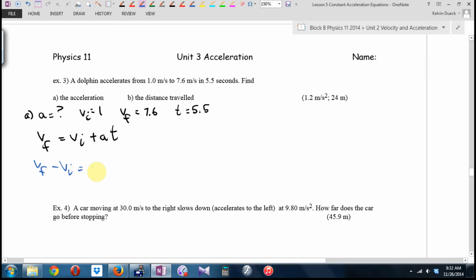I'm gonna write this. Kyle, what did you tell me you were trying to get by itself? A. What's also on this side? T. What's the T doing to the A? How would I move it over? Pick your pencils up.